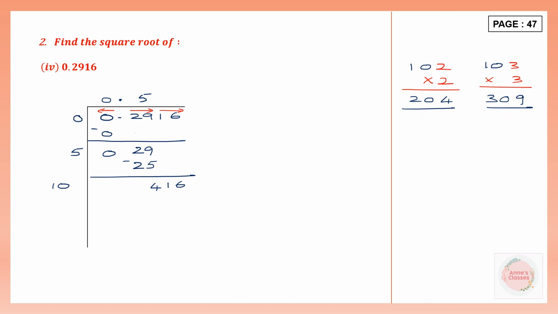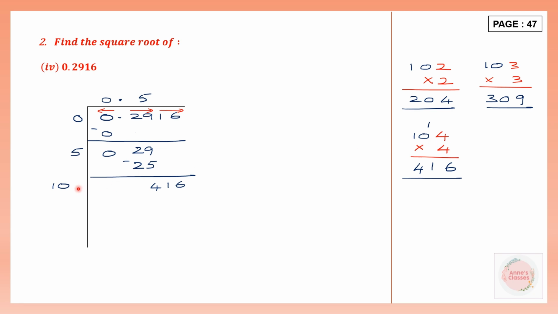Let's try again. Let's take 10 and this time let's put 4 next to it and multiply it by 4. 4 4s are 16, carry 1, 4 zeros are 0 plus 1, 4 1s are 4. The number is 416, which is the same number as this. So how did we get this number? When we put the digit 4 next to 10.